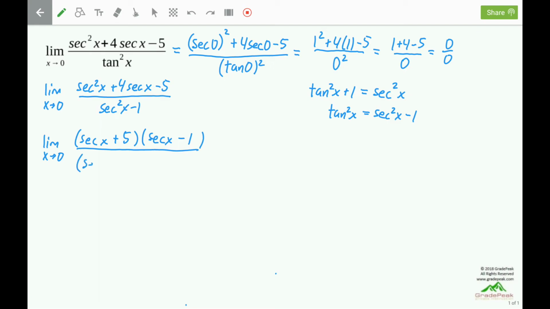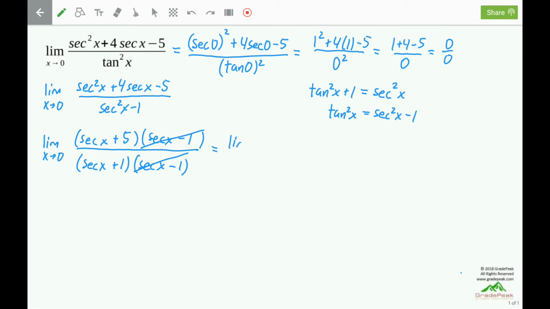And in the denominator, we will have a difference of squares, so that will factor into a secant of x plus 1 times a secant of x minus 1. Now x is going to 0, and the secant of 0 is 1 over the cos of 0, 1 over 1, which is 1. And 1 minus 1 is 0, so it's the secant of x minus 1 that's making the 0 over 0 here. We can cancel those out, so let's go ahead and cancel those. That should have removed the 0 over 0 indeterminate form.